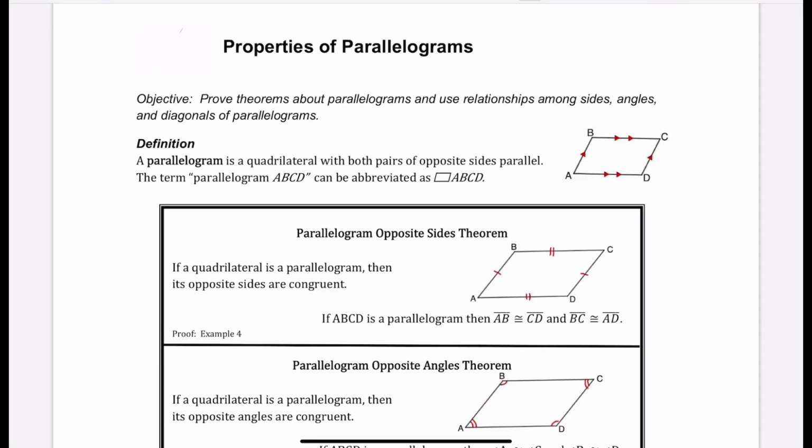Today we're looking at properties of parallelograms. We're going to prove theorems about parallelograms and use relationships among sides, angles, and diagonals of parallelograms. Let's talk about the definition of a parallelogram.